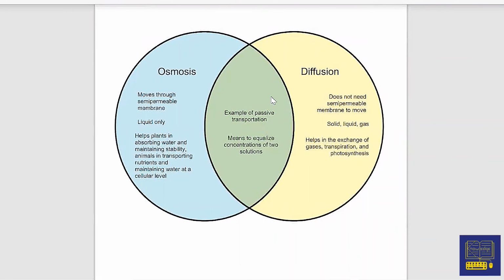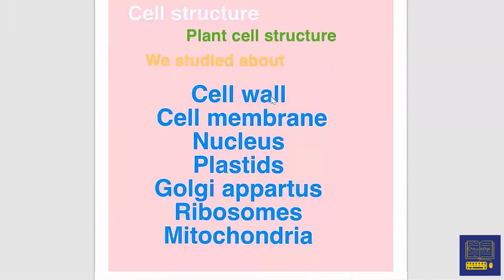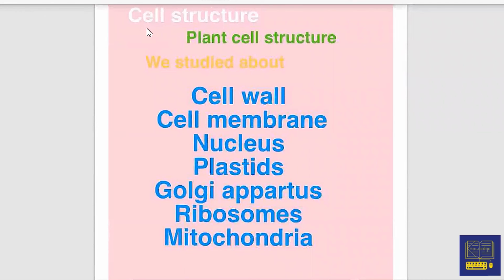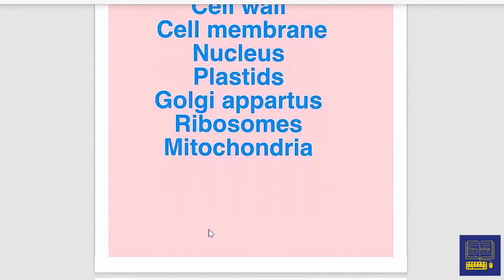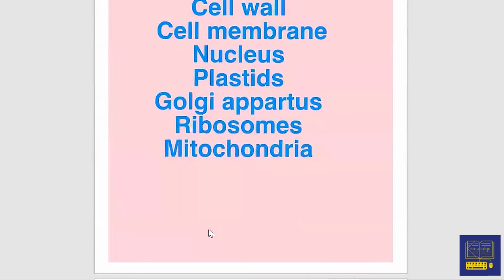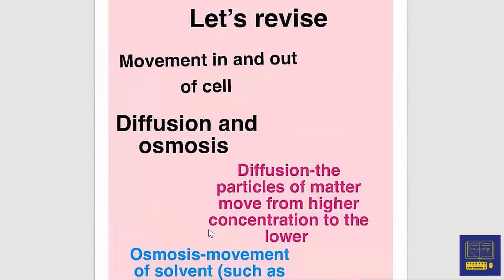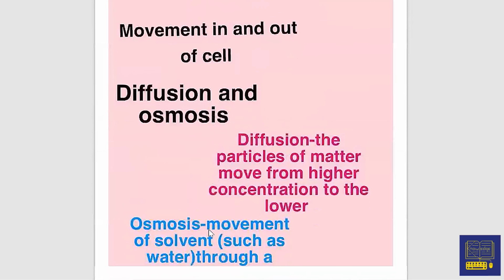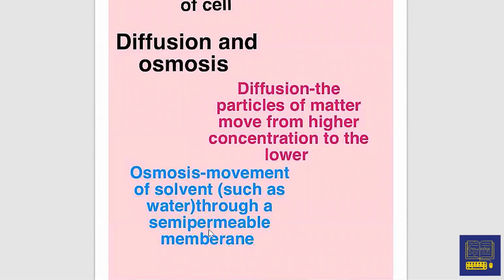I hope you're understanding till now. Okay, now let's revise. Today we studied cell structure, most importantly plant cell structure. We studied the cell wall, the cell membrane, nucleus, plastids, Golgi apparatus, ribosomes, and mitochondria. And then we studied movements in and out of cells, diffusion and osmosis.